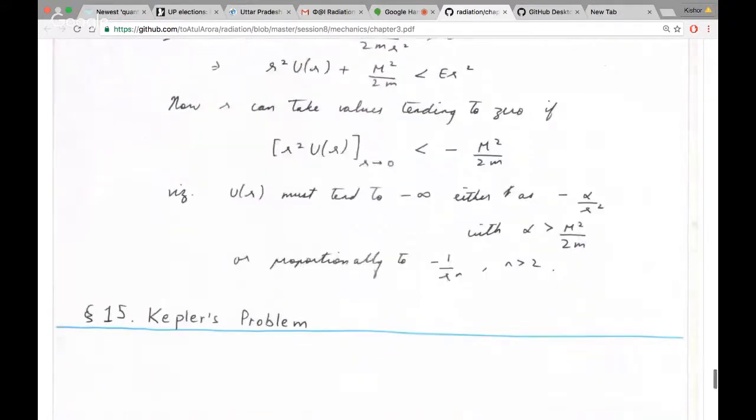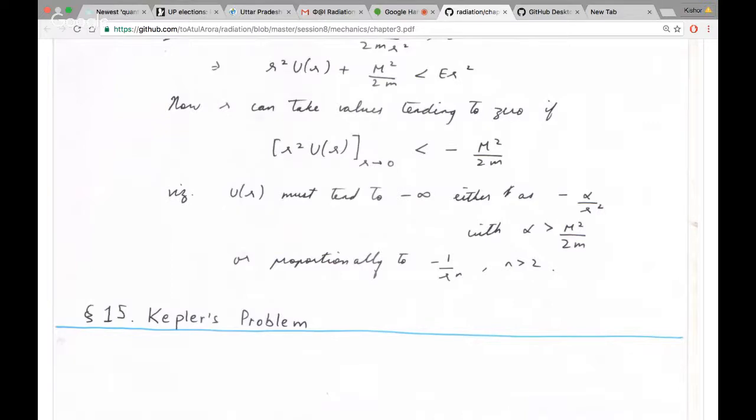That is very nice because it gives you exactly what kinds of potentials you are allowed to have. There are only two kinds allowed: either n equal to 2 and alpha greater than M square by 2m, or n greater than 2 with minus 1 by r^n. He just proved that, a very surprising statement, no? The claim above was about closed curves, but this is for bounded curves. There is a difference, but boundedness is a required condition for closedness.